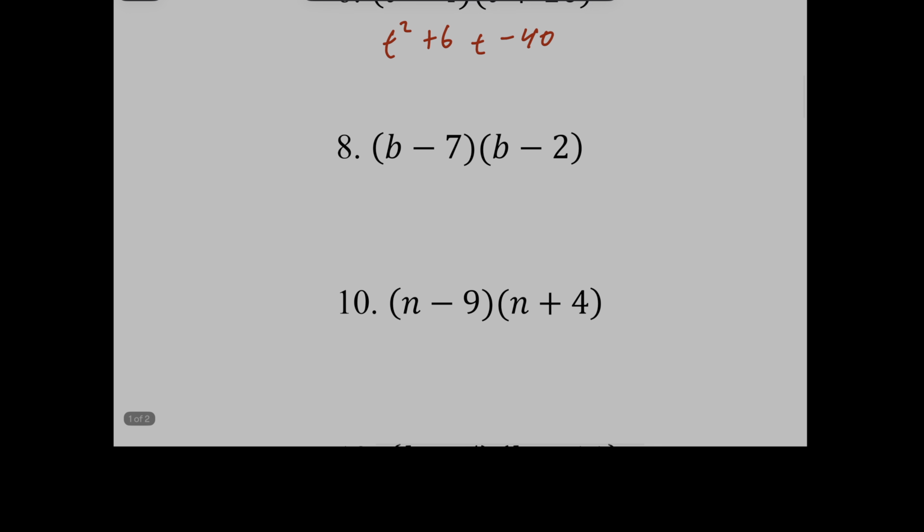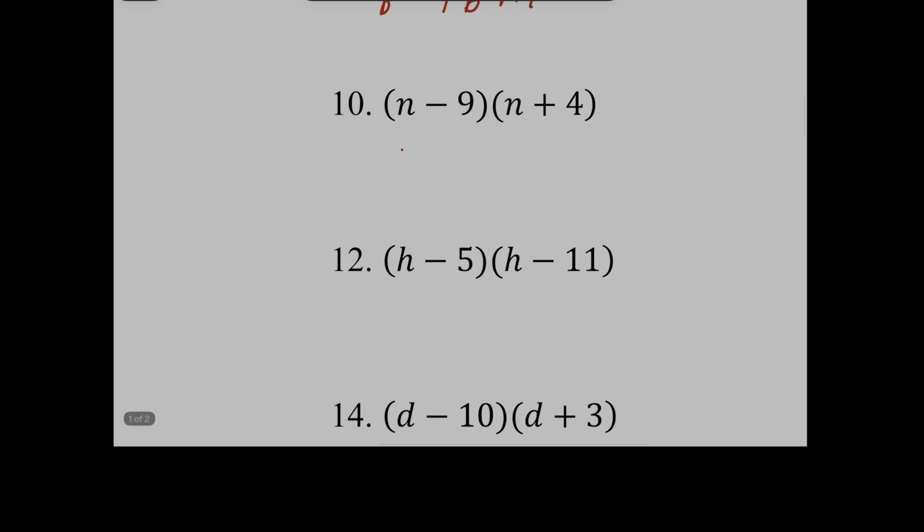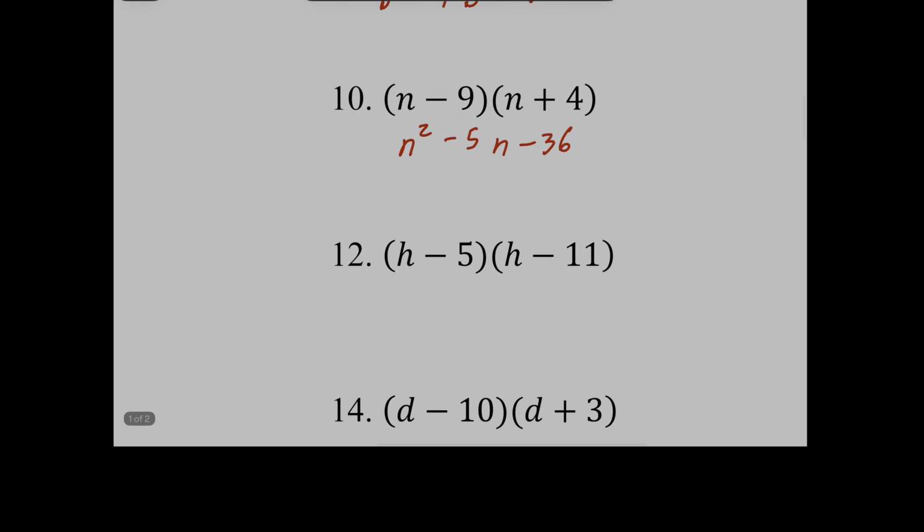Let's go on to number 8. I'm going to get a b squared, and I'm going to get a b. When I add them, I get a negative 9. When I multiply them, I get a positive 14. Number 10. I'm going to get here an n squared and an n. When I add them, negative 9 plus a positive 4, I get a negative 5. When I multiply, I get a negative 36. Let's go to number 12.